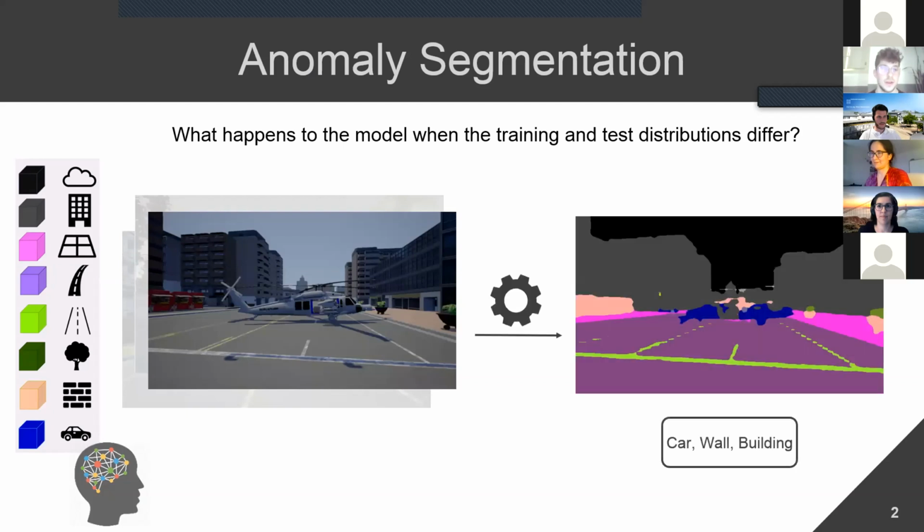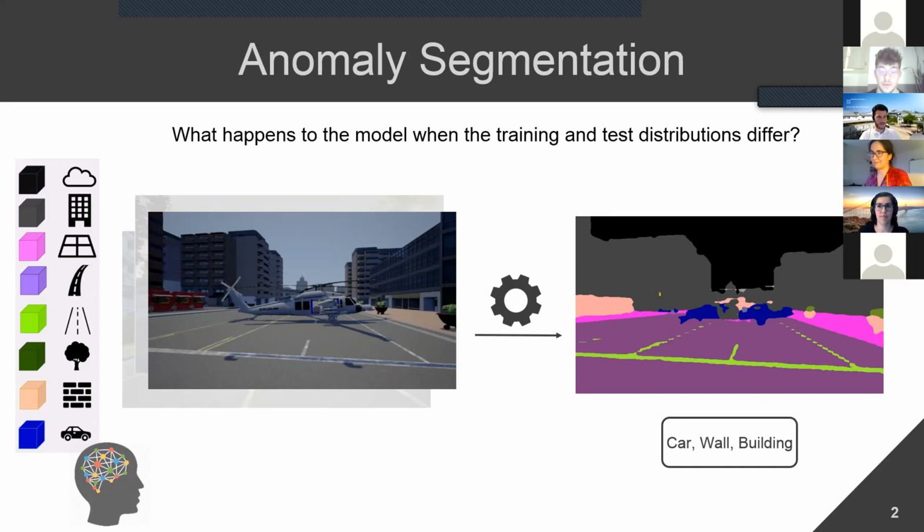Of course, the only thing it can do is to predict the class of each pixel by only predicting the classes that it already knows. So the helicopter will be predicted as a portion of a car, wall, and building. Of course, this is a serious issue because, especially in autonomous driving scenarios, not being able to understand that an anomalous object came in front of us can lead to dangerous situations.